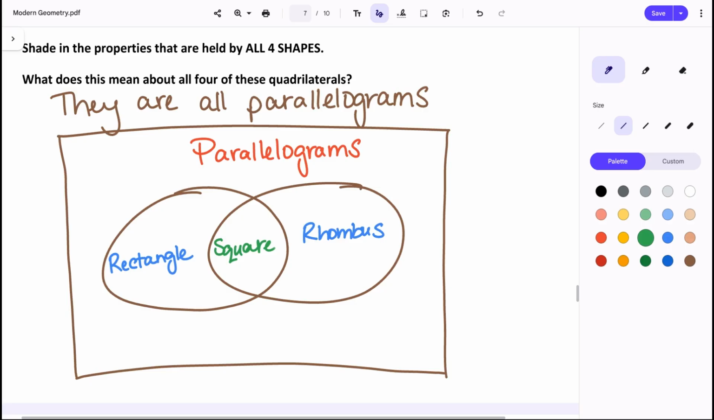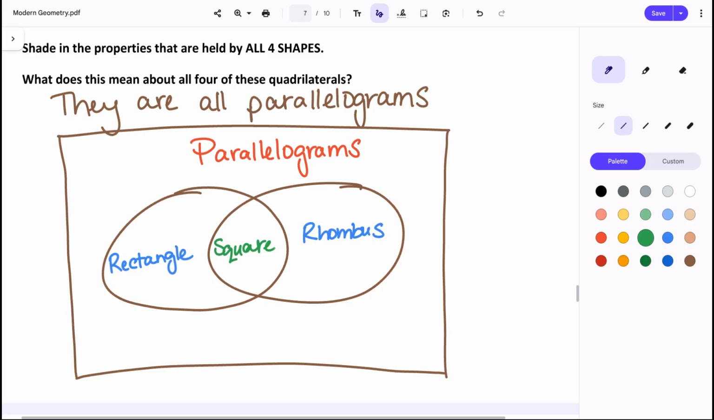So a square could be called a rectangle, it could be called a rhombus, it could be called a parallelogram. It could have all of those names because it has all the properties that those other shapes have. Now, a rectangle could be called a parallelogram, a rhombus could be called a parallelogram. But if we have a parallelogram like we did on our bell ringer today, I can't call that a square because it's not a square. Just like I couldn't call it a rectangle either because it didn't have those right angles in it.